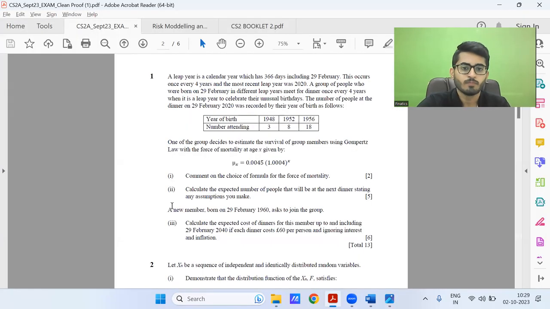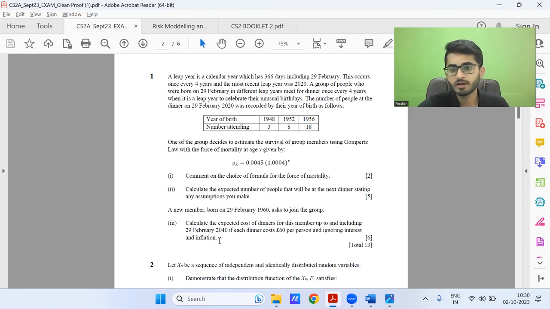Part two: note that there are marks available for assumptions as well. Possibly this could be a breakup of either 4 marks or 3 marks for the working and 1 or 2 marks for the assumptions. Then it's given that a new member born on 29 Feb 1960 asks to join the group. Calculate the expected cost of dinners for this member up to and including 29 Feb 2040 if each dinner costs £60 per person, ignoring interest and inflation.